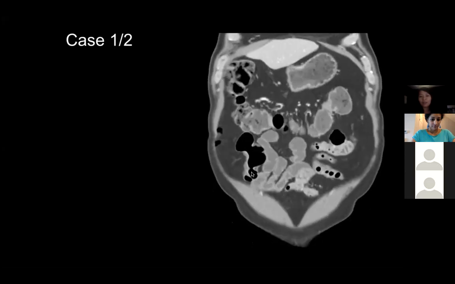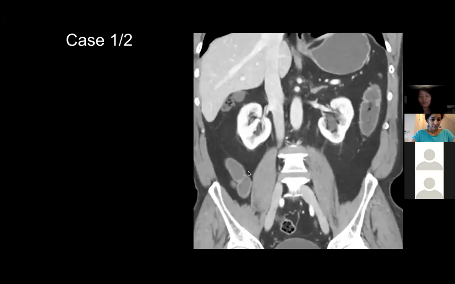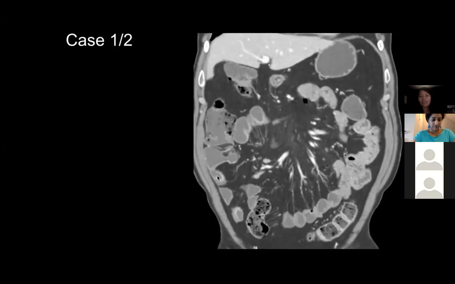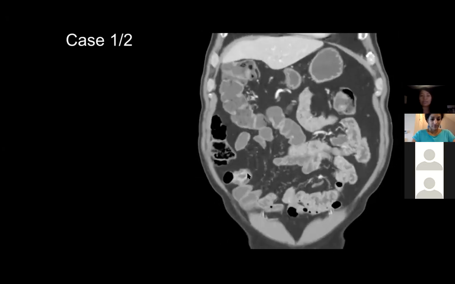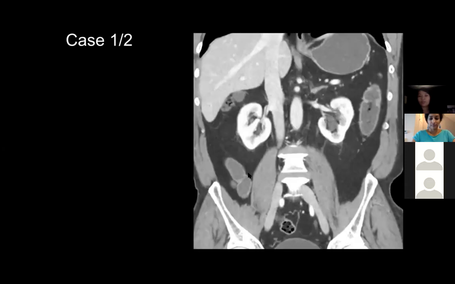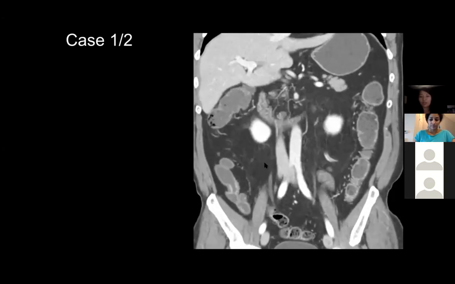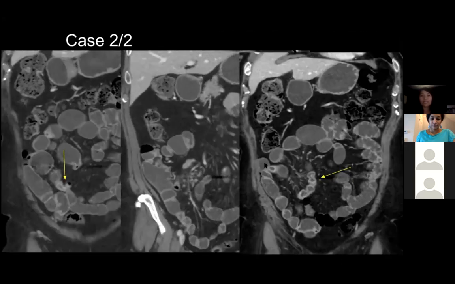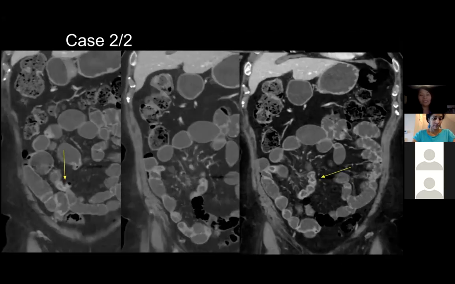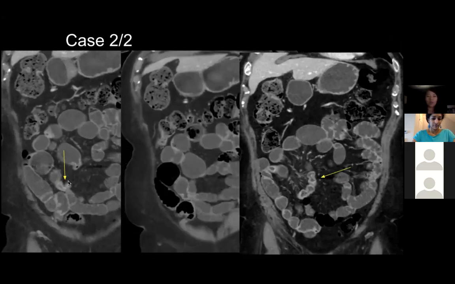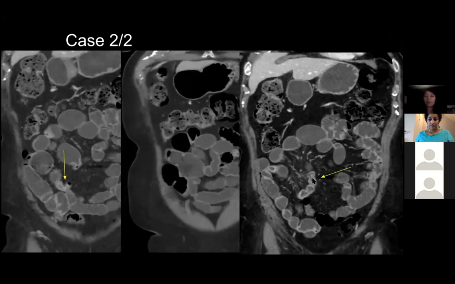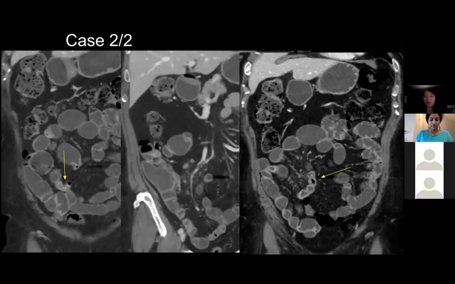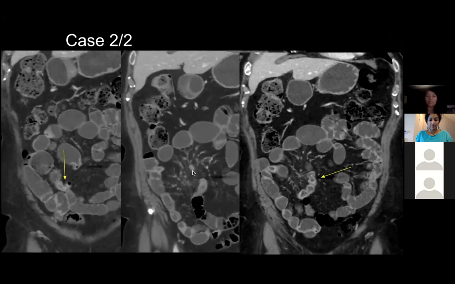We have these little focal areas of small bowel thickening right there with narrowing. It's enhancing, with mural enhancement, and it's multifocal, focal strictures. There's no upstream bowel obstruction, so these are not causing bowel obstruction. So that's the first case. Here's a second case with similar findings. You have multifocal areas of strictures or narrowing with enhancement, wall enhancement.